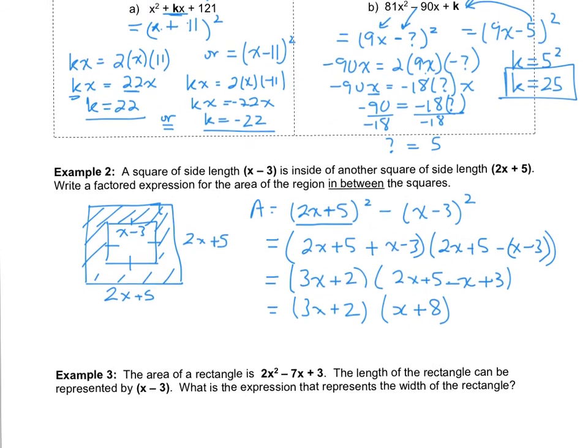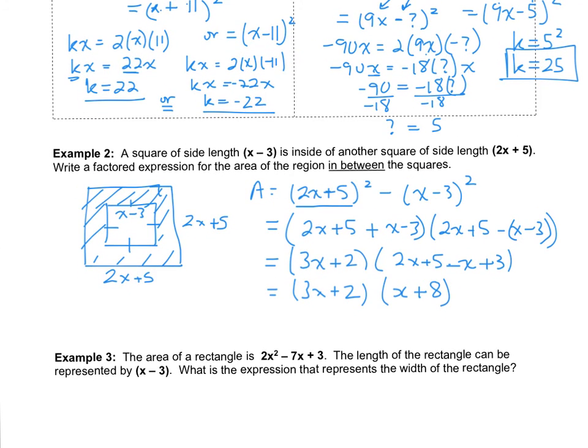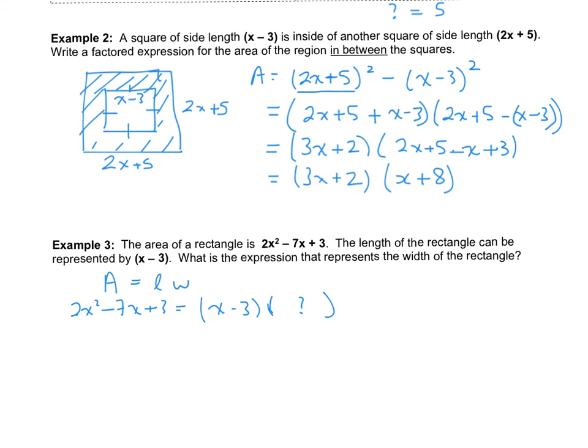All right, last example. The area of the rectangle is given by this. The length can be this. What is the expression that represents the width of the rectangle? And because I'm almost out of my time limit here, I'm just trying to expedite this. Here's my area expression, and that has to equal the length times the width. And the width is what I need to figure out. So the question is, what do I need to multiply the x by to get the 2x squared? So I'm thinking I would need to multiply that by 2x.